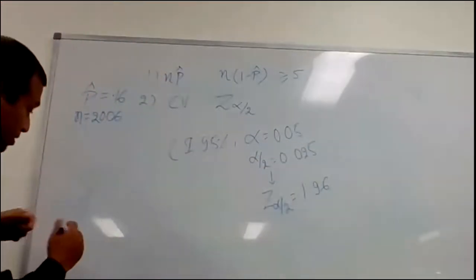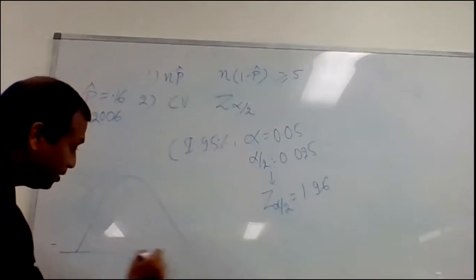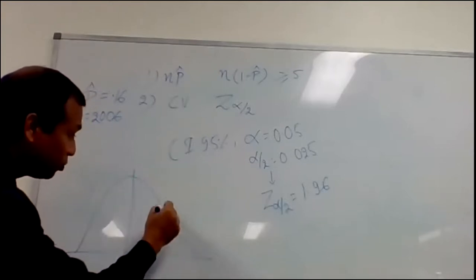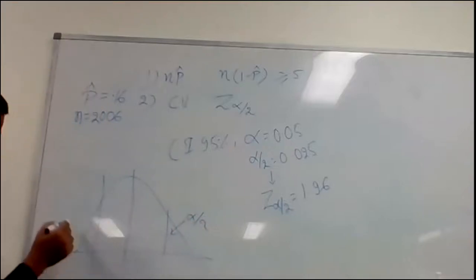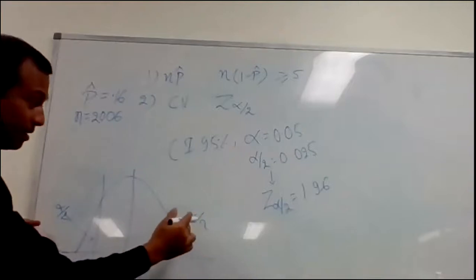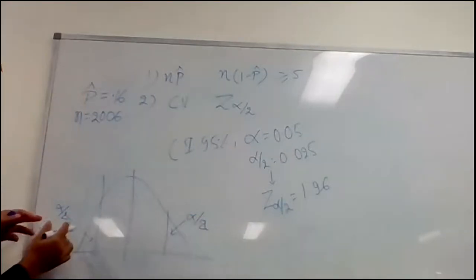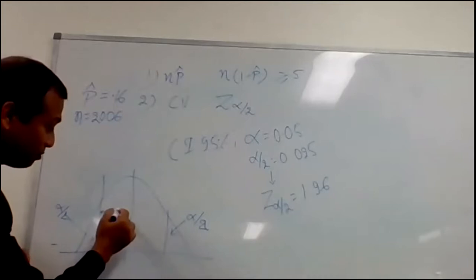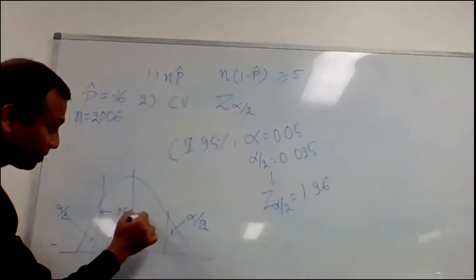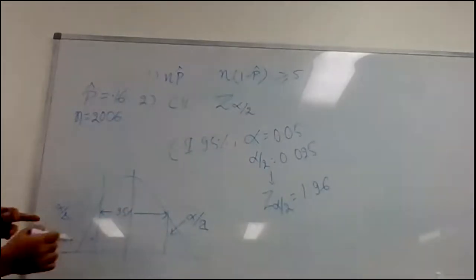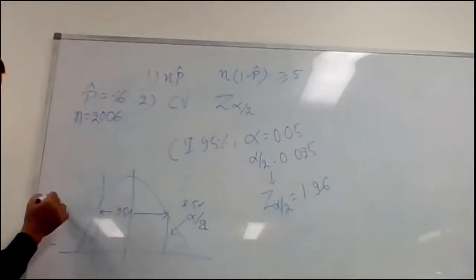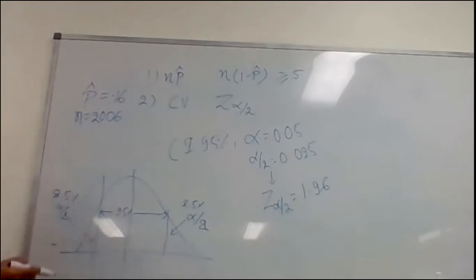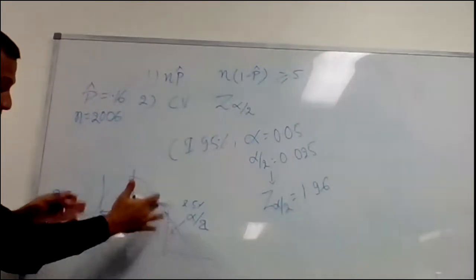So alpha by 2 is always in your curve. It is on the top string. The top, this is alpha by 2. Again, this is alpha by 2. So altogether it is alpha by 2 plus alpha by 2, alpha. So this is 95%. That's why alpha by 2 is 2.5%, 2.5%. And the remaining will be 95% in between.